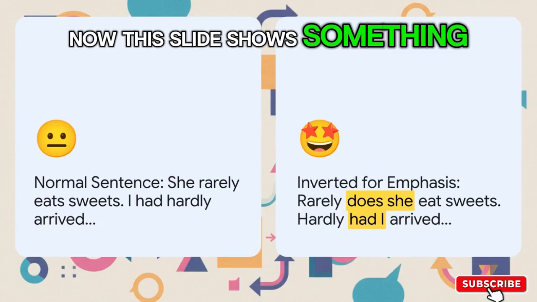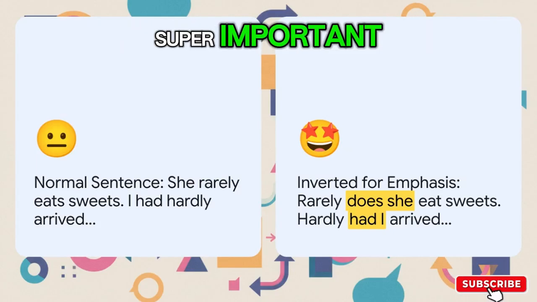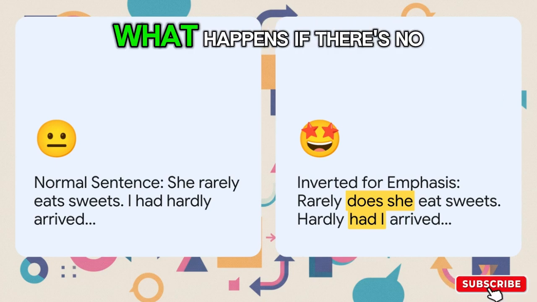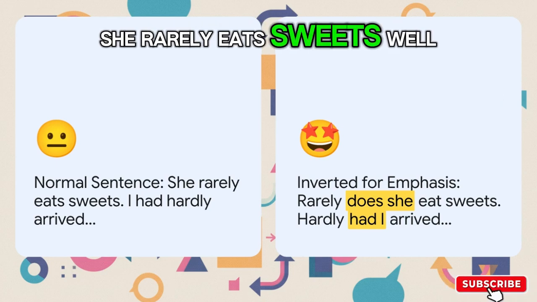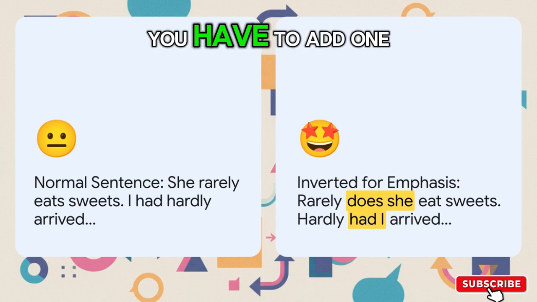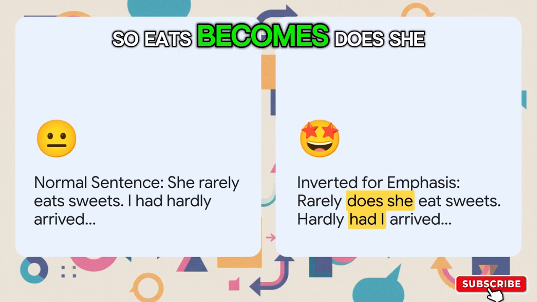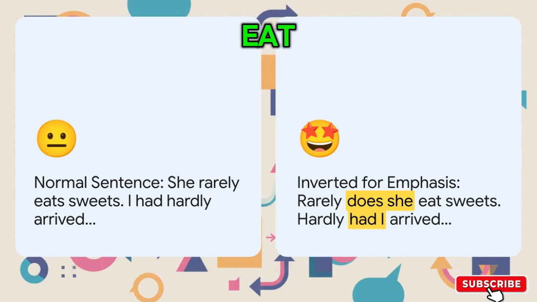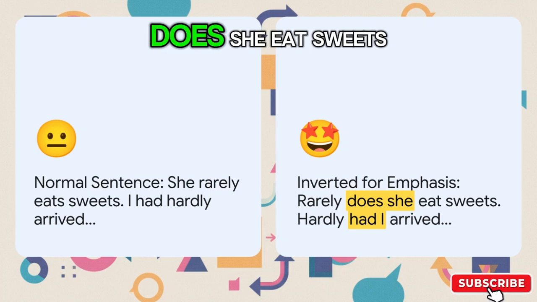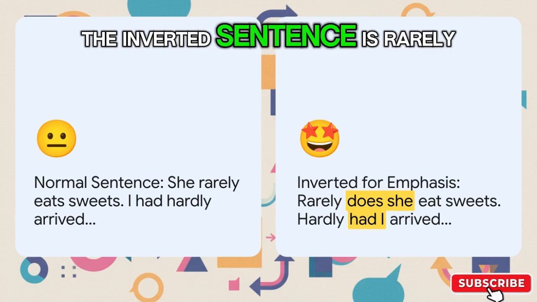Now, this slide shows something super important. What happens if there's no helping verb, like in she rarely eats sweets? Well, just like when you ask a question, you have to add one. So eats becomes does she eat? The inverted sentence is rarely does she eat sweets.